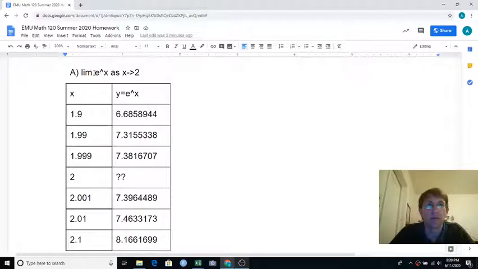So what would you say the limit of e to the x as x goes to 2 is? So here I've got some values with x approaching 2 from below and from above. So what value do you think should go right here?